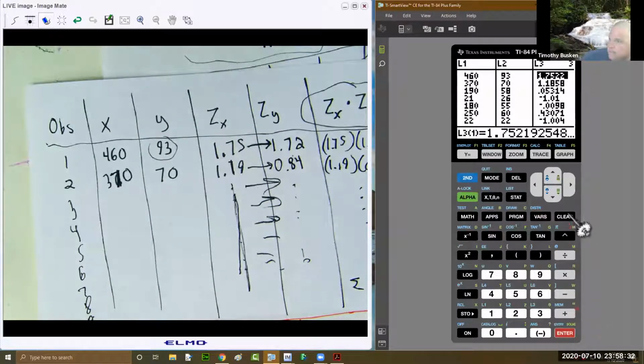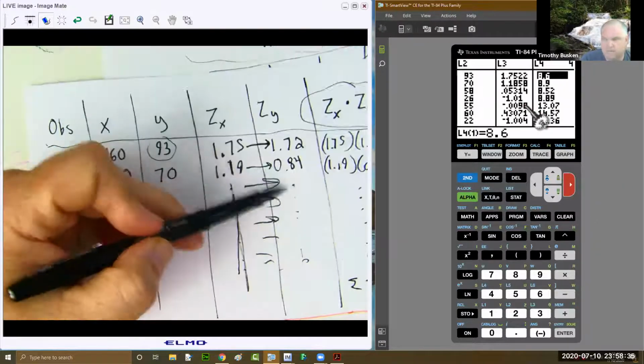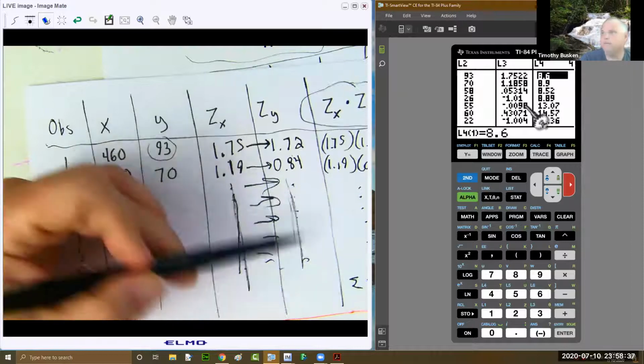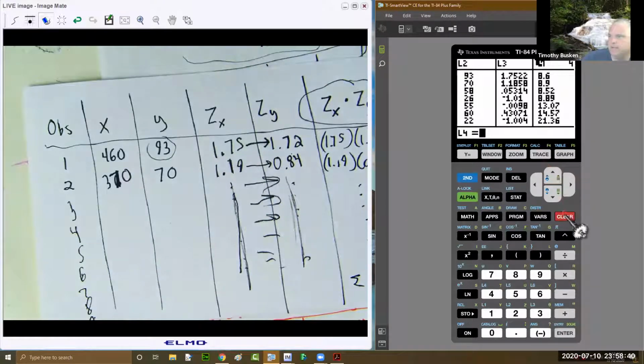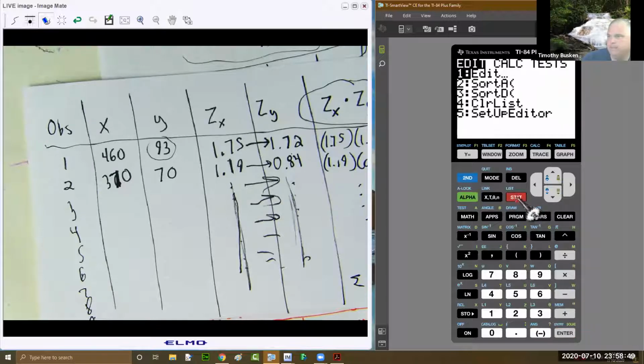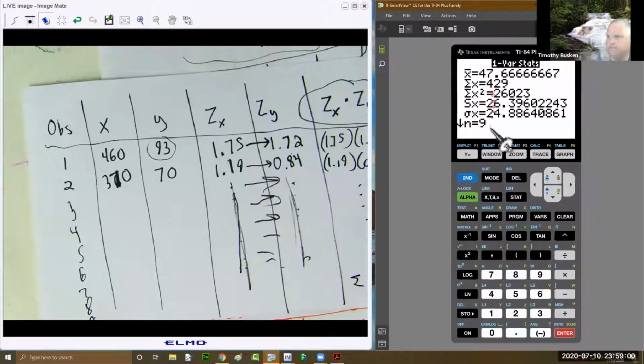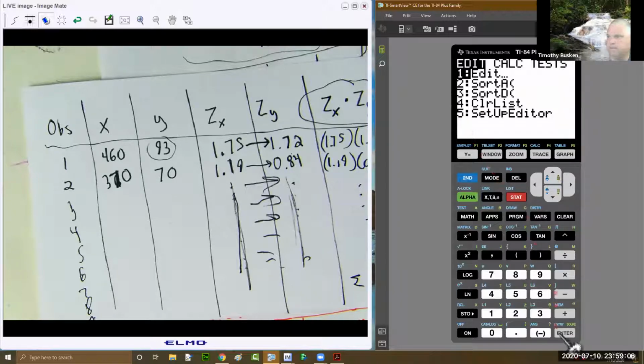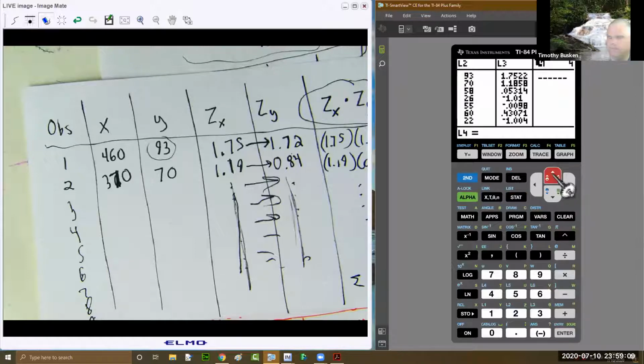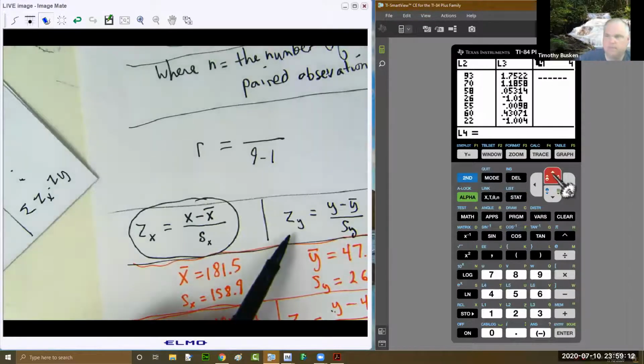So next thing I was going to do is get this list of numbers in the L4. So to get that done, I'm going to clear everything out of L4. And before I fill those numbers up, I need to recalculate the one variable statistics for the Y data. So I'm over here doing that. Make sure my list is L2. Okay, and now the calculator stores all these values for X bar, SX, and whatnot. So back over here to the calculator's list environment. I want to highlight L4, and I want to program in this formula right here.